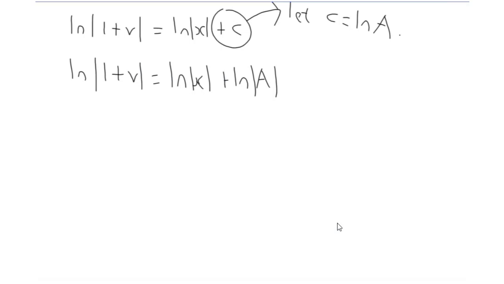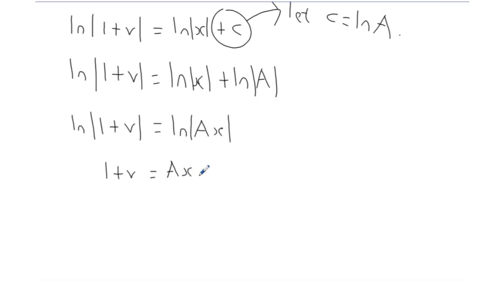Okay, now we can combine the logs on the right-hand side. We can write them as a single log just by using the first law of logs. So that is going to be equal to ln of x times a, or ax. So ln ax is equal to ln 1 plus v. Now we can undo the logs, or just equate the arguments of the logs, really. So either way, 1 plus v equals ax.